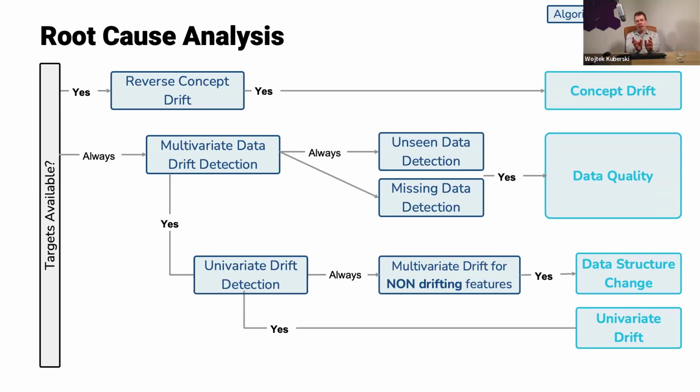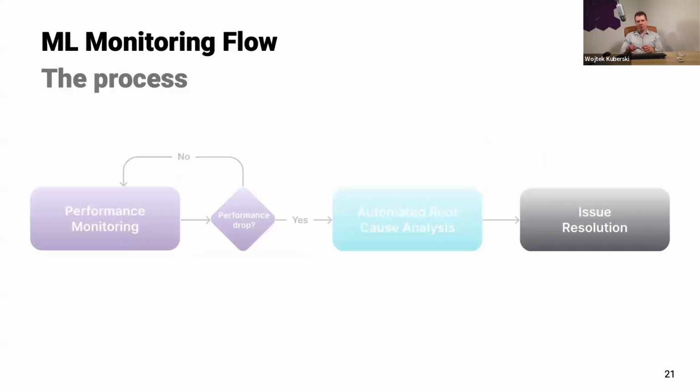And then we're going to go up and look at data quality metrics: unseen data detection and missing data detection. And one of those happens for each of the features separately, of course. Then we know that data quality is one of the issues. And this concludes a high-level description of the root cause analysis flow.